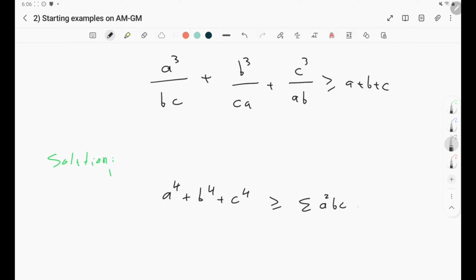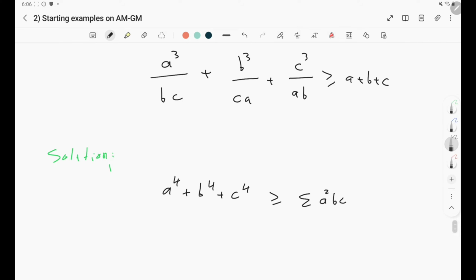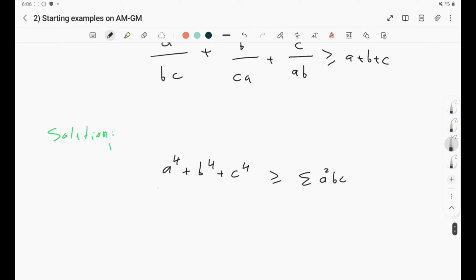Okay, or of course you can write it as a²bc + ab²c + abc². Okay, so now what? Here we've got a sigma and here we've got a sigma. How can we solve this question using the AM-GM? If you remember, we solved it in the previous lesson.